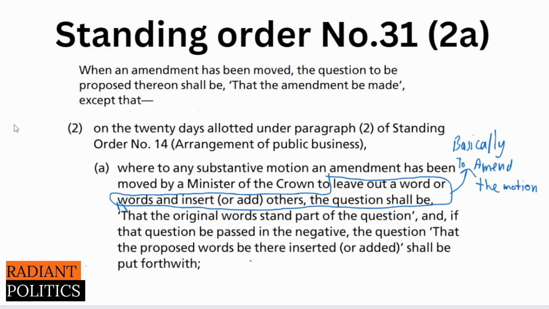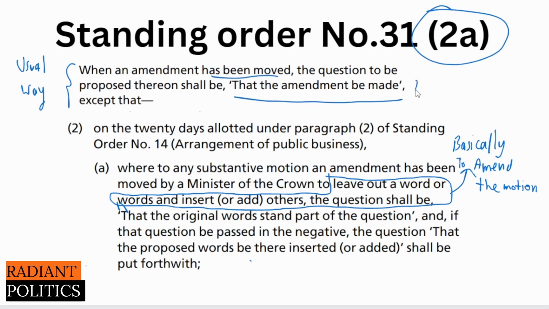Very well. So, let's move to Standing Order number 31, specifically subsection 2A. At the start of this standing order, it talks about how amendments are handled if they are moved, which is what we talked about with that flowchart earlier. So, when an amendment is moved, the question that the amendment be made is put before the main motion. However, as you can see, there are exceptions.